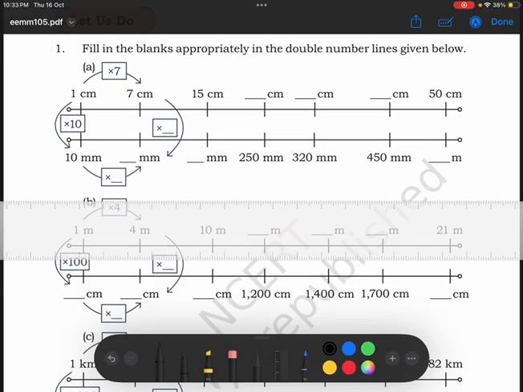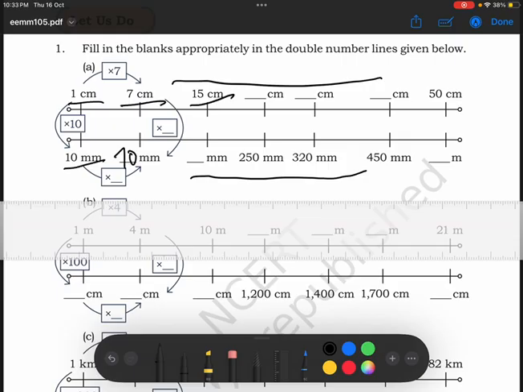So two lines are given. Upper line is in centimeter, the lower line is in millimeter. So we have to find the relation and fill the blanks. Like 1 centimeter is 10 millimeter, so 7 centimeter will be 70 millimeter, 15 centimeter will be 150. Here millimeter is given, we have to find centimeter.